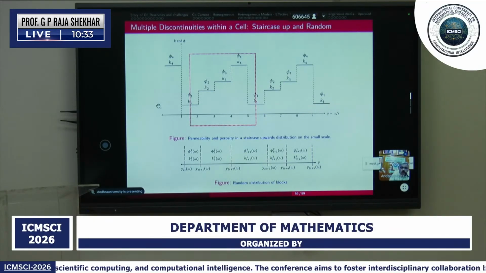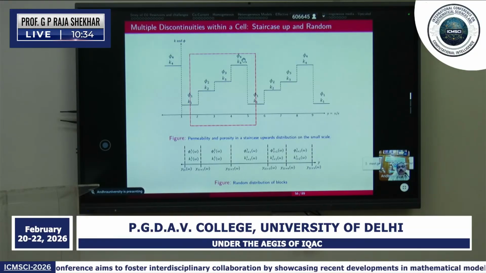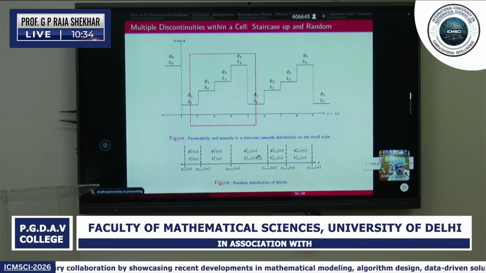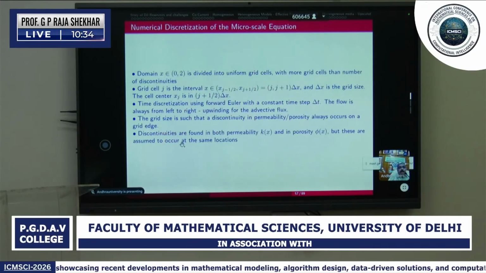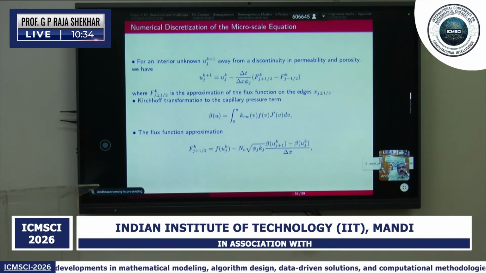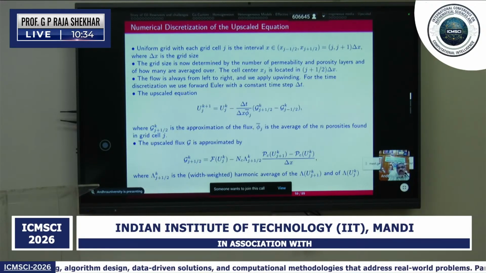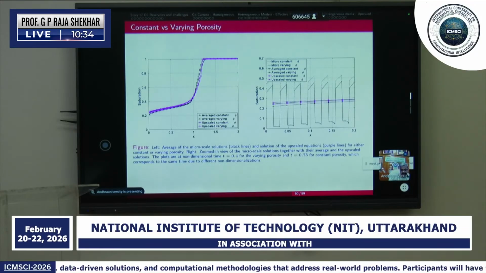And what is the structure of the porosity and permeability? One is staircase upwards, that means increasing porosity and permeability. The other one is the staircase downwards. And this is random. So we have implemented three cases. Then the effective equations are discretized on a staggered grid, and you compute the solution.